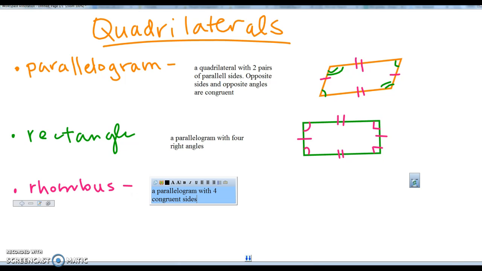A rhombus is a parallelogram with four congruent sides. So let's see if this drawing can look okay. That's about as good as it's going to get. All these sides are congruent, and opposite angles are congruent because that's what a parallelogram has. Okay? So that's kind of how it would get labeled.